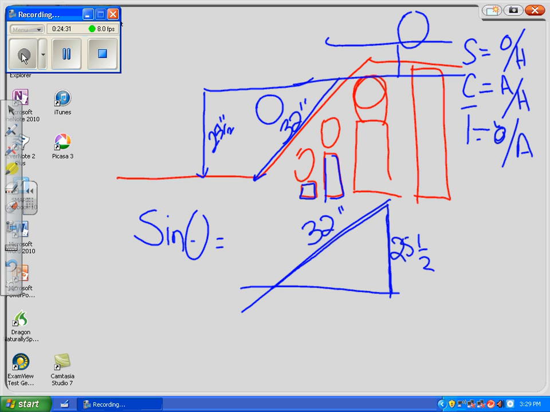What is O in this case? 25 and a half over 32. However could I find that angle? I pull out my handy dandy TI-30X2S, which I just happen to have with me on the job, and I hit clear. I turn it on and I hit clear twice. And I hit second function, sine, 25.5 divided by 32, enter.